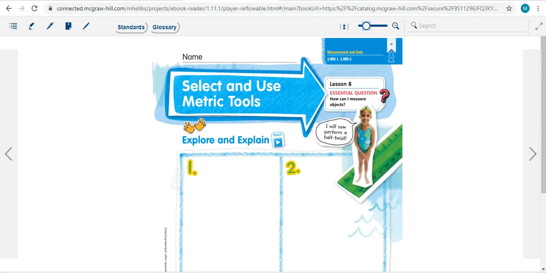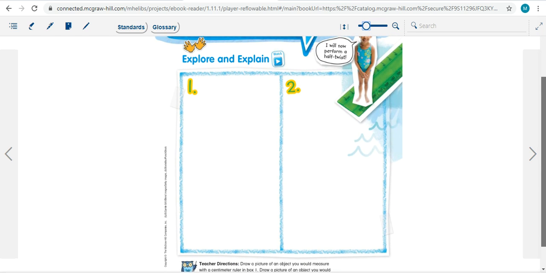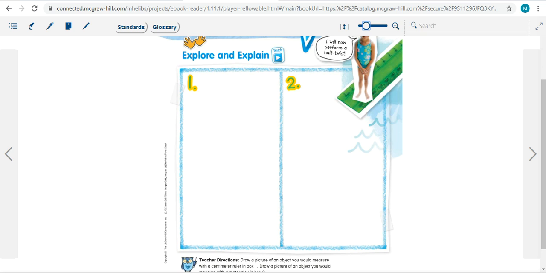Please open up your books on lesson number 8, page 691. Okay, so now we are going to select and use metric tools. Now on box number 1, you're going to draw an object you will measure with a centimeter ruler, which is the same as your inch ruler.